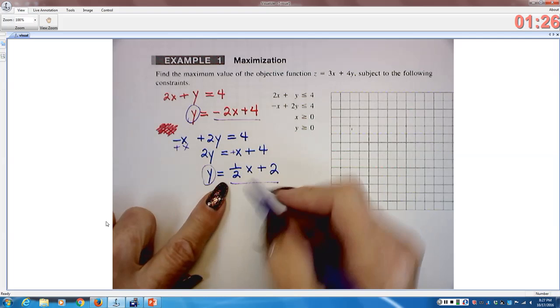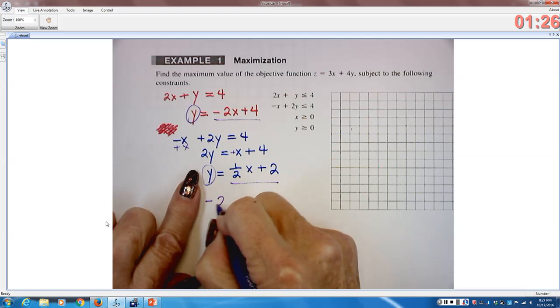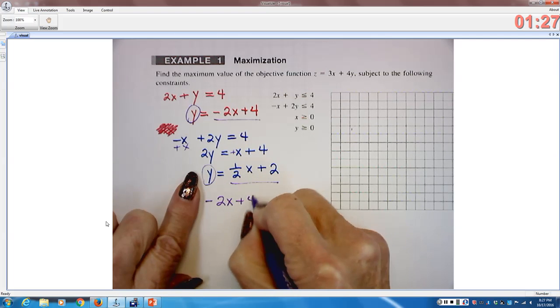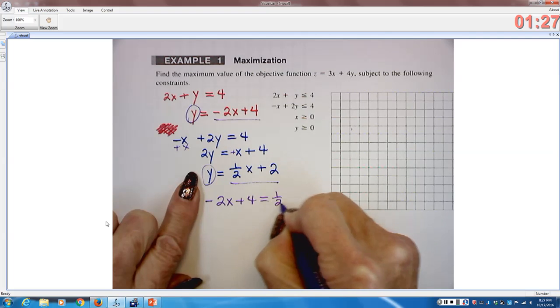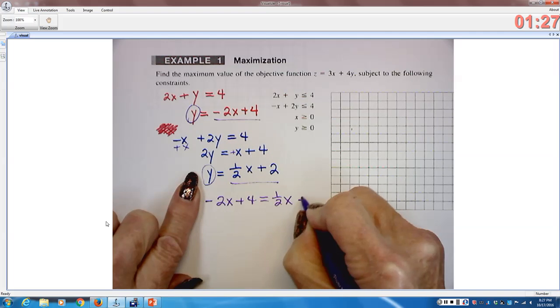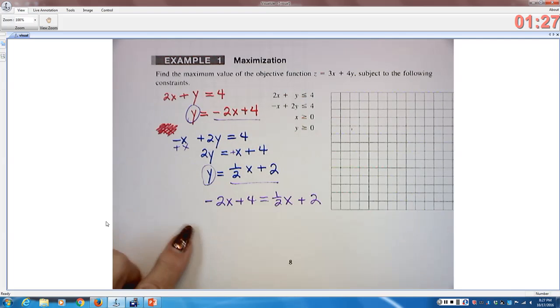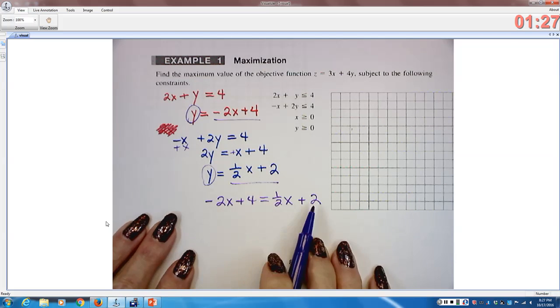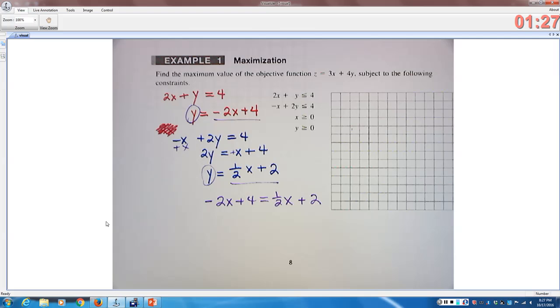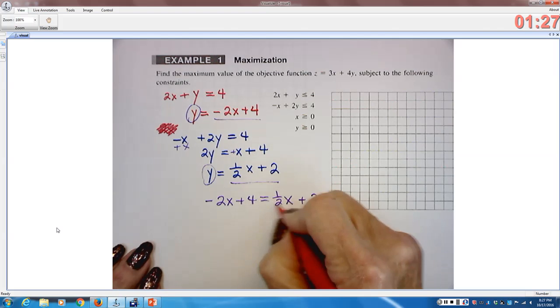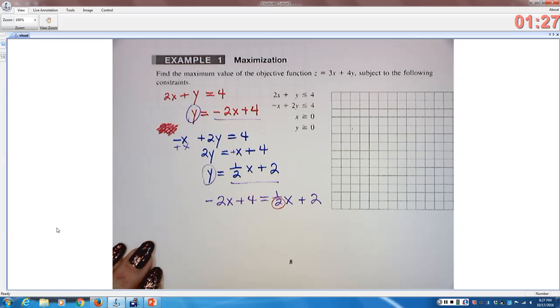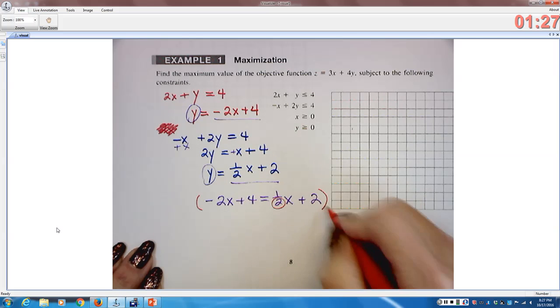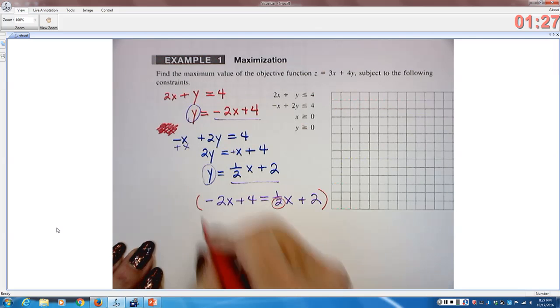So we're going to set these two equal to each other. Negative 2x plus 4 is equal to 1/2 x plus 2. Well, let's not deal with fractions. The way you get out of dealing with fractions is you take the denominator of the fraction and multiply everything inside both equations by that denominator.